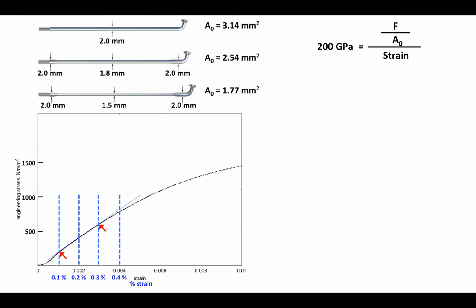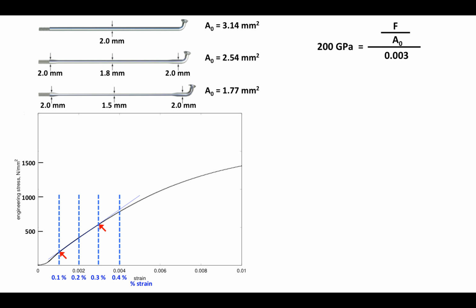For each of these spokes, what I want to know is what is the force on the spoke at the point that it reaches 0.3% strain. We define 0.3% in this case as our yield point, after which the curve and straight line are no longer congruent. In the formula, we replace strain with 0.003. This equation is not very hard to solve, but there's a lot of powers of 10 that can be confusing.